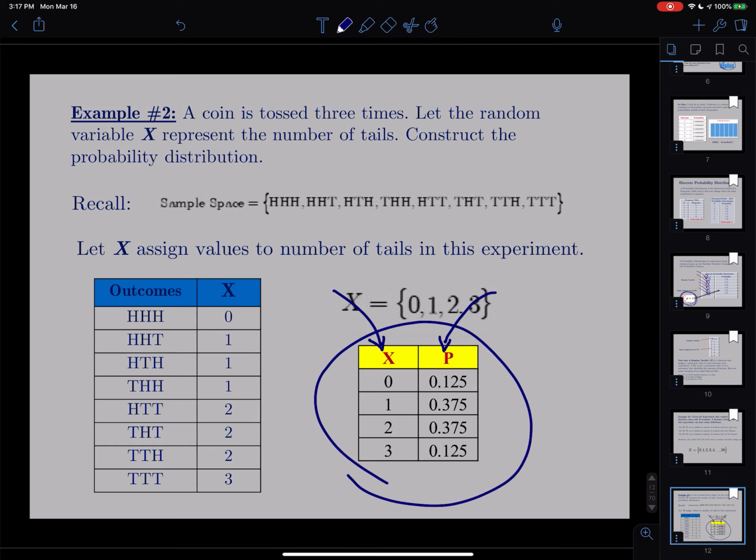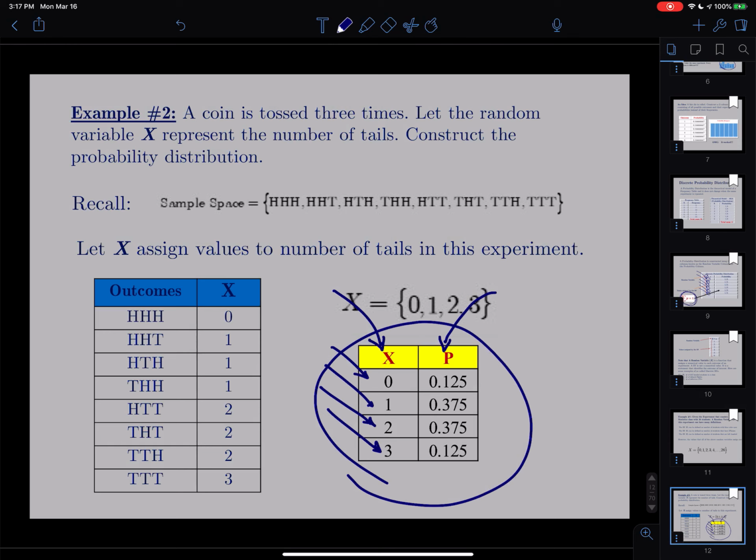Now, the random variable represents the number of tails, and we're tossing the coin 3 times. So it makes sense that the values assigned to the outcomes will be 0 to 3, because you could toss a coin 3 times and get none of them to be a tail, 1 of them, 2 of them, or all 3 of them to be tails. So it's not difficult to imagine that the values you assign to the outcomes in this scenario will be 0, 1, 2, and 3.